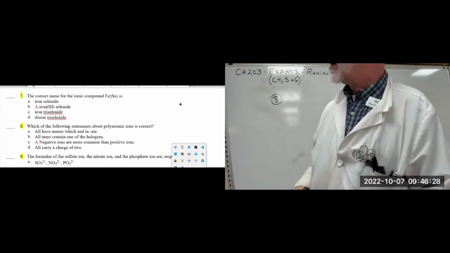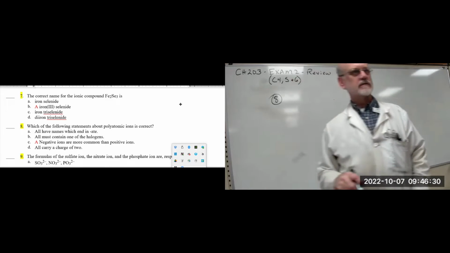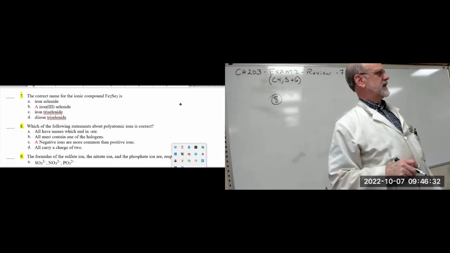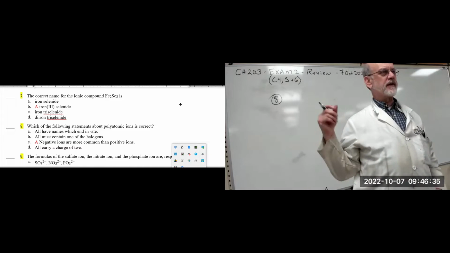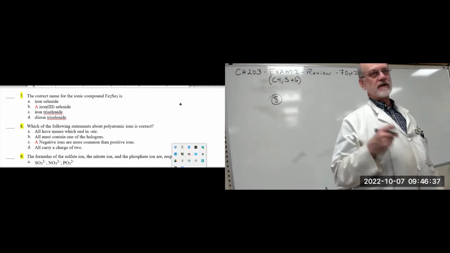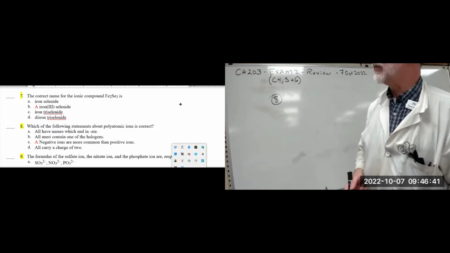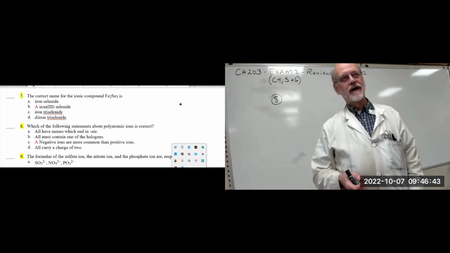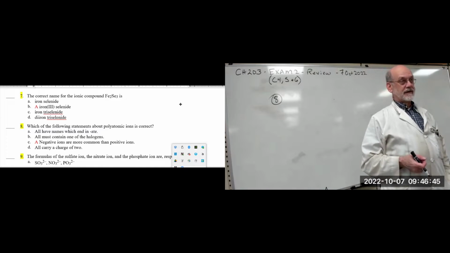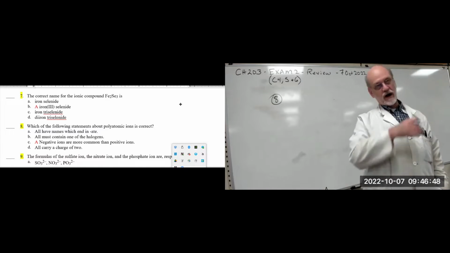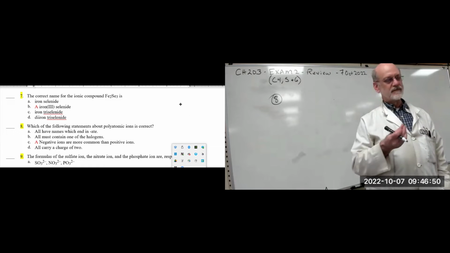Oh, that's not right. All must contain one of the halogens. Well, that's not right. I just showed you sulfate, right? Sulfur and oxygen, neither one of those are halogens. So I would throw that one out. How about negative ions are more common than positive ions? Yeah. In fact, there's only one positive ion in our whole group. Remember which one it was?